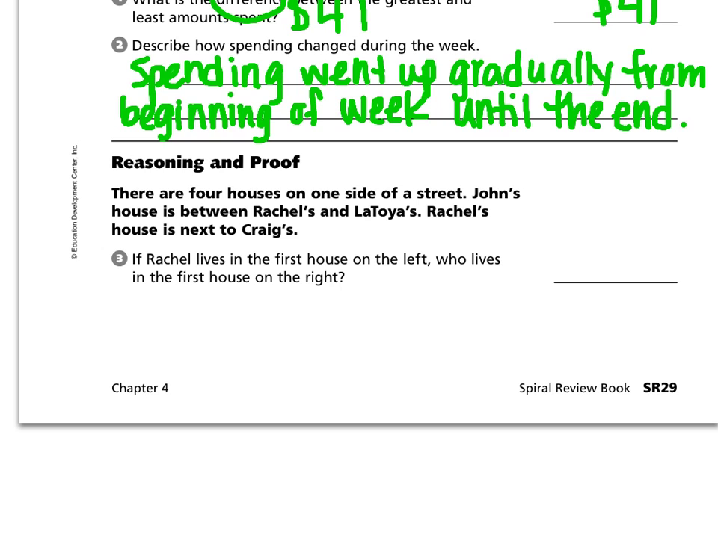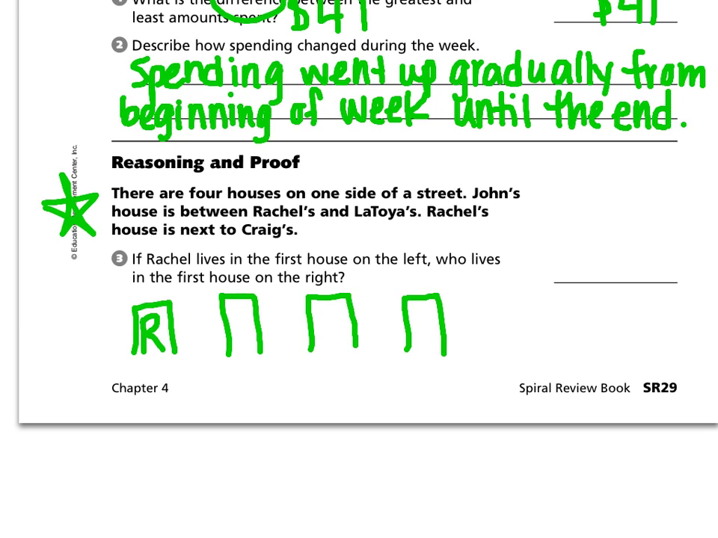So the first thing that I would do is draw a picture. Once you have 4 houses, you know that Rachel lives in the first house on the left. Then you need to go back and read the information in the first paragraph. There are 4 houses on one side of the street. John's house is between Rachel's and Latoya's. Rachel's house is next to Craig's.